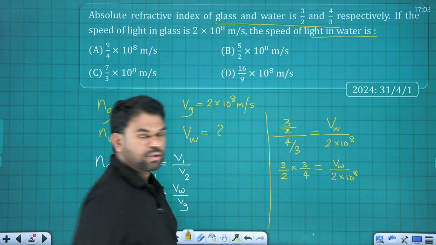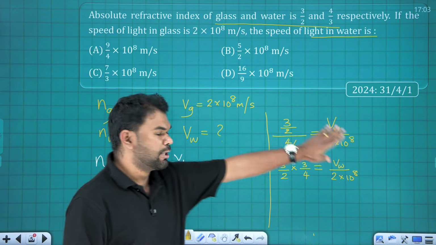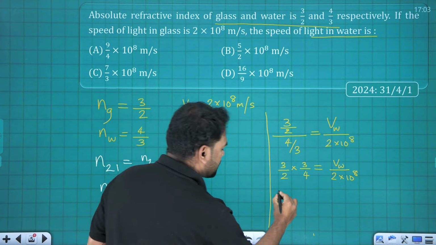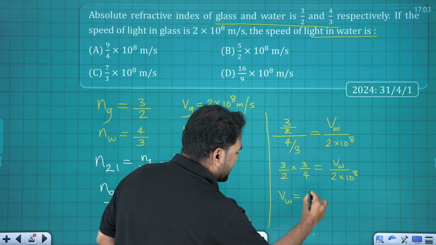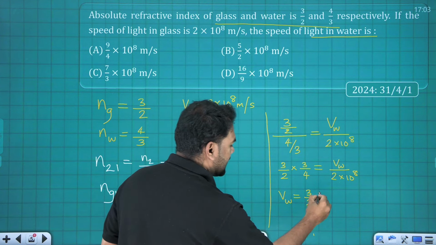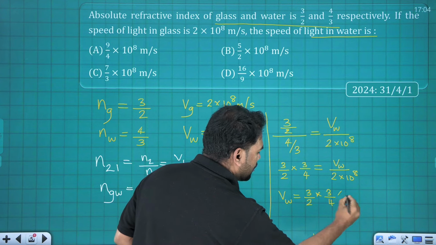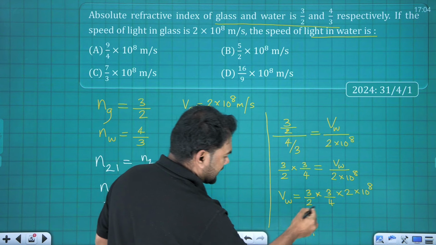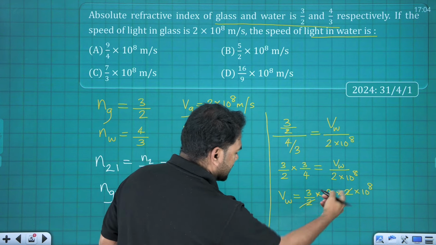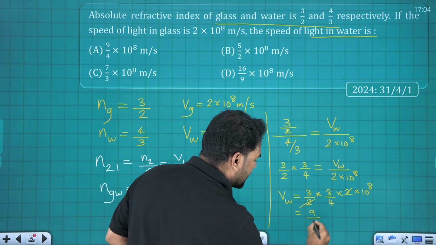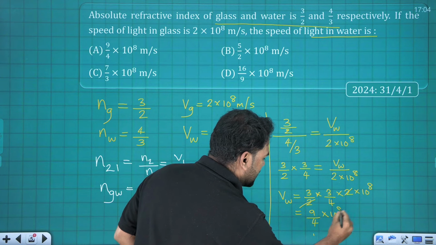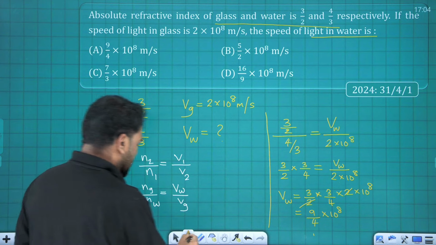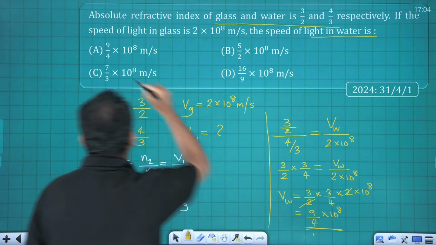So our aim is to find the speed of light in water. So keep the speed of light in water on the RHS and take that 2 into 10 raised to 8 to the LHS. So the speed of light in water equals 3 by 2, already there on the left side, into 3 by 4, into, as this division becomes multiplication, 2 into 10 raised to 8. You can see that this 2 can be cancelled. Then 3 into 3 is 9, divided by 4, into 10 raised to 8. Yes, 9 by 4 is there in the options. So 9 by 4 into 10 raised to 8 will be our answer.